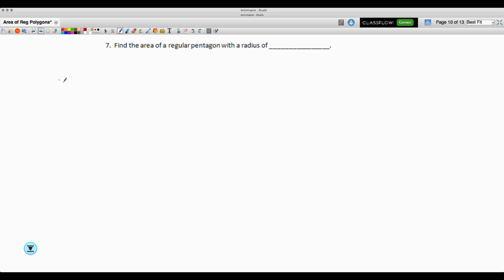Okay, let's try another one. Okay, on this one, find the area of a regular pentagon with a radius of, let's say, 18.4 inches. So again, you could draw the whole pentagon if you like, but you certainly don't have to. So I'm just going to draw in the triangle formed by the 2 radii. So we know the radius is 18.4. So both of these will be 18.4. I'm just going to label one of them. We have to find the central angle measure to figure out what kind of triangle we're working with.